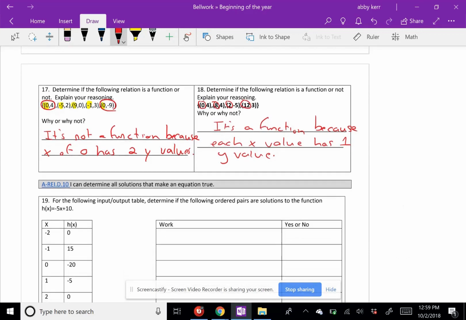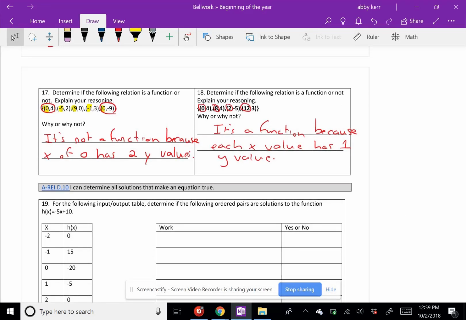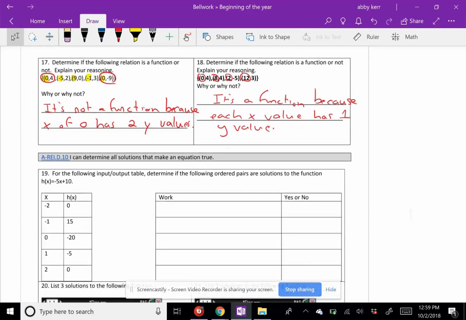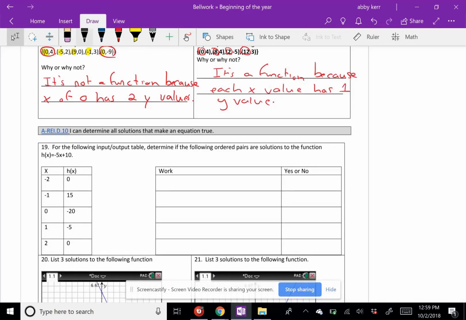Now in the last learning target, it says I can determine all solutions that make an equation true. So what we're looking for, I gave you a table of values, your x and then your y value. To make a solution, it needs to be a true statement. If you get a false, it means it's not a solution.